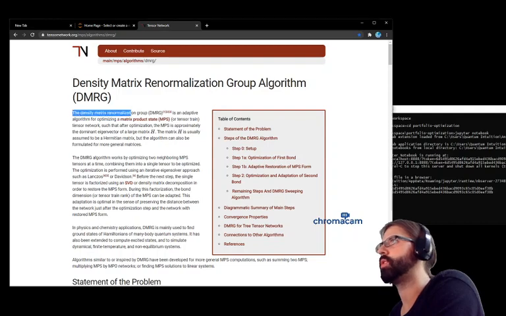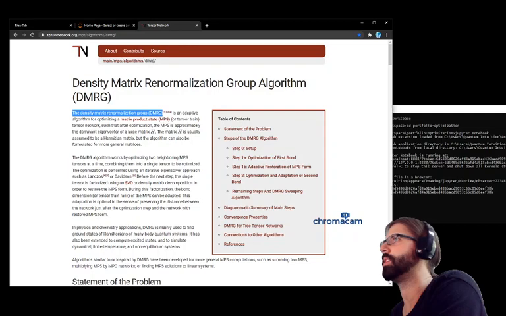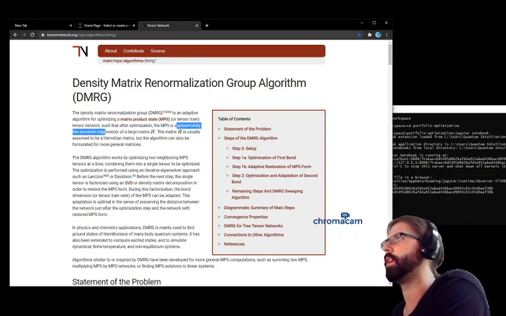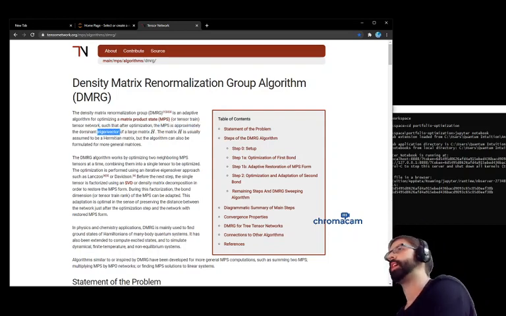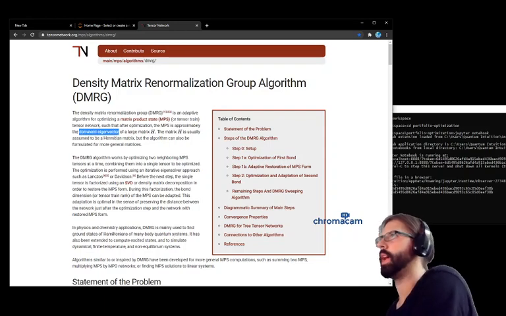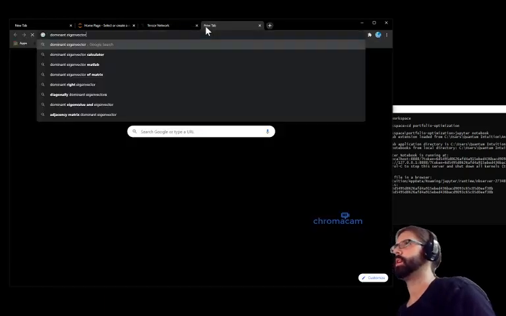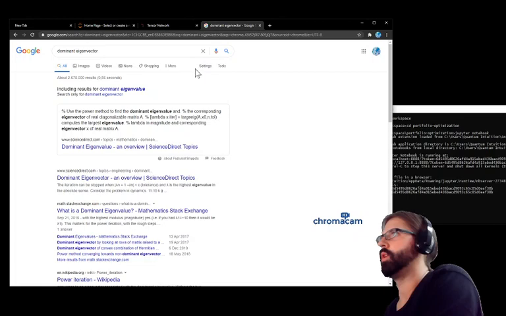Good. So the density matrix renormalization group, DMRG, is an adaptive algorithm. There's going to be some variational stuff going on for optimizing a matrix product state, MPS, or tensor train tensor network, such that after optimization, the MPS is approximately the dominant eigenvector of a large matrix H. I guess the dominant eigenvector means the one that corresponds to the lower, to the ground state. Is it?